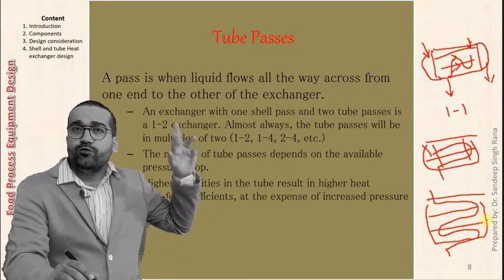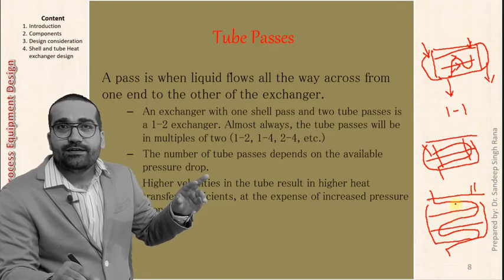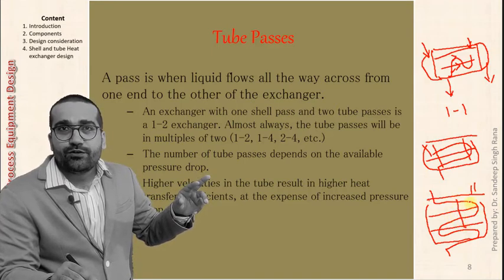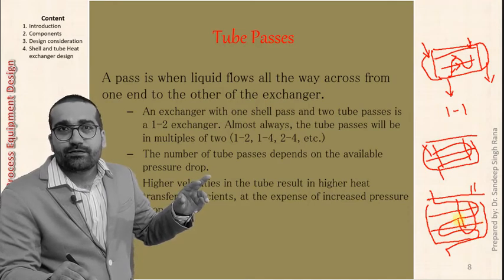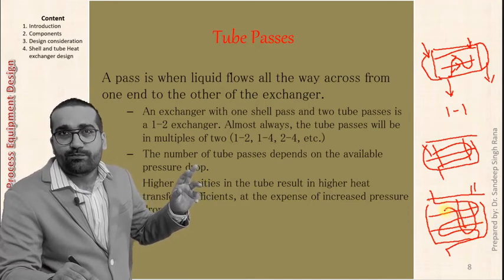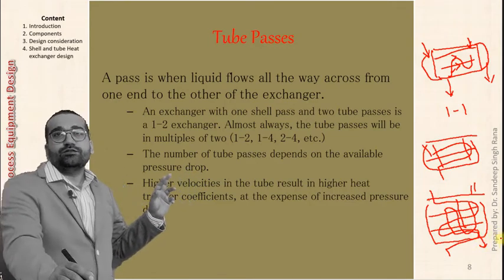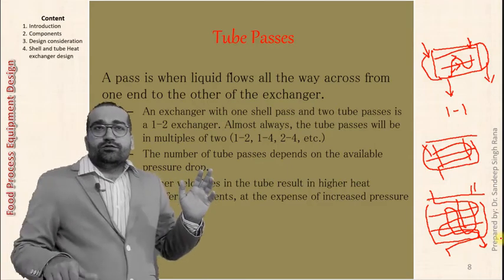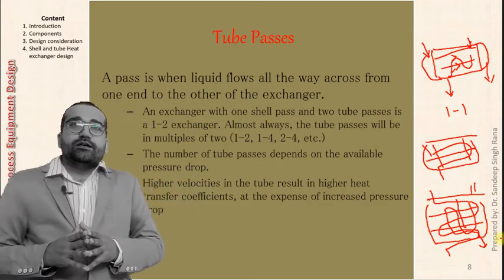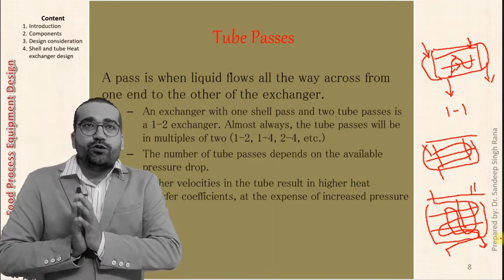How do we make the 2-4 pass type? Here we will divide the tubes like this. So what will happen then? Our whole shell side fluid will pass like this and exit from here. This is 2-4. So hopefully this is clear. What is 1 type? What is 1-2? What is 1-4? What is 2-4?